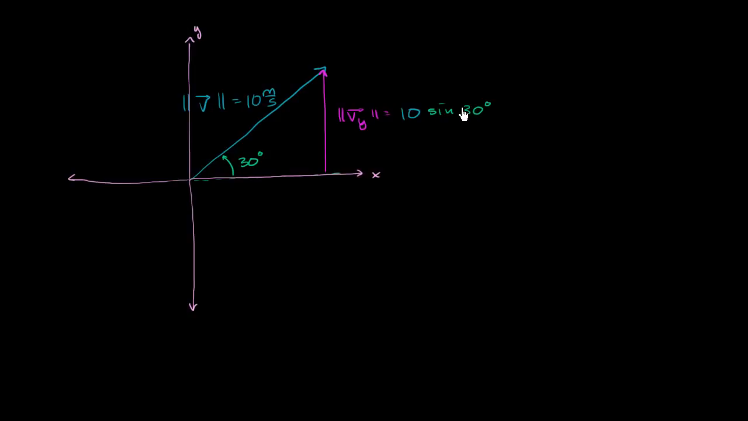This comes from the basic trigonometry from SOHCAHTOA, and I covered that in more detail in previous videos. Sine of 30 degrees is 1/2. So this is going to be 5 meters per second. 10 times 1/2 is 5 meters per second. So that's the magnitude of its vertical component.